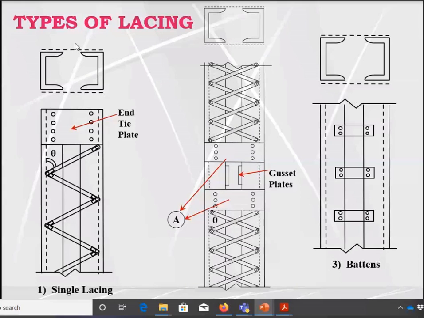So you know that whenever a section is subjected to bending, it behaves like a beam. In the beam we also have the shear force. Bending stresses are maximum at the extreme fiber and the shear stresses are maximum along the neutral axis.